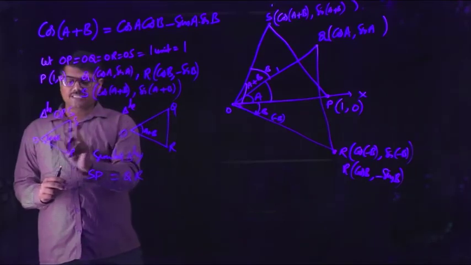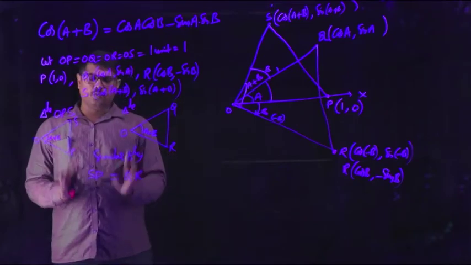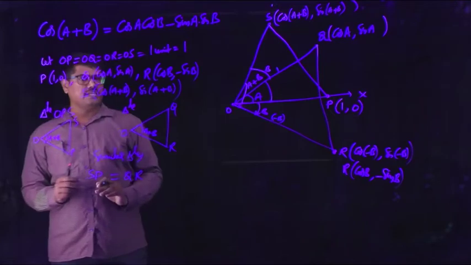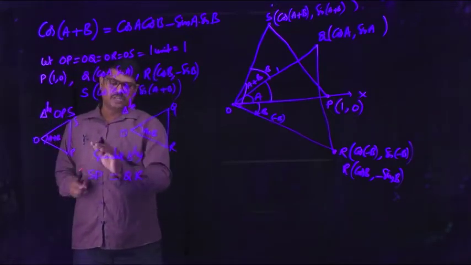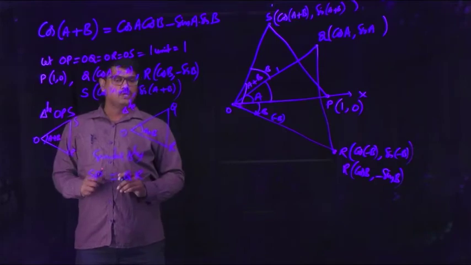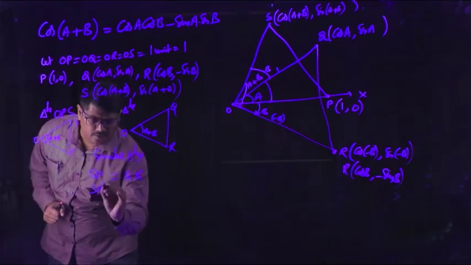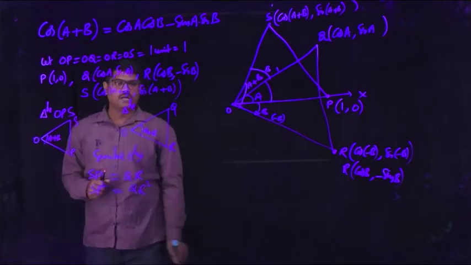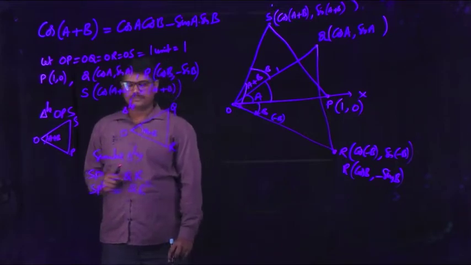So OS, OP, OQ, OR are all equal to 1. And the included angle is A plus B. So the third sides have to be equal in both triangles. So you will get SP is equal to QR. Squaring on both sides, you will get SP square is equal to QR square.